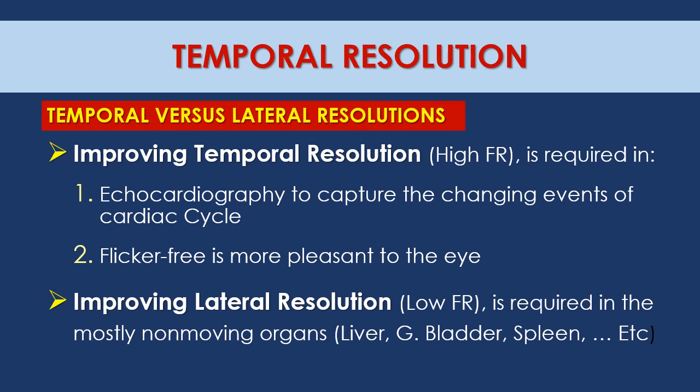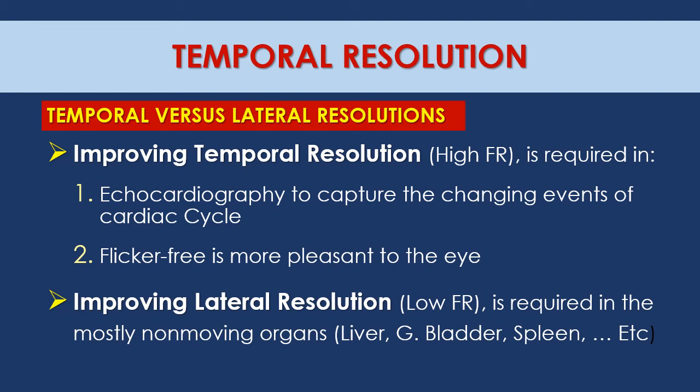That's why in echocardiography, the machine automatically defaults to less scan line density, narrower sector size, fewer focal points. These settings are chosen automatically by the default choice of echocardiography. Also, if I'm having flicker, which is not pleasant to the eye, I might increase the frame rate a little bit to make the display flicker-free.